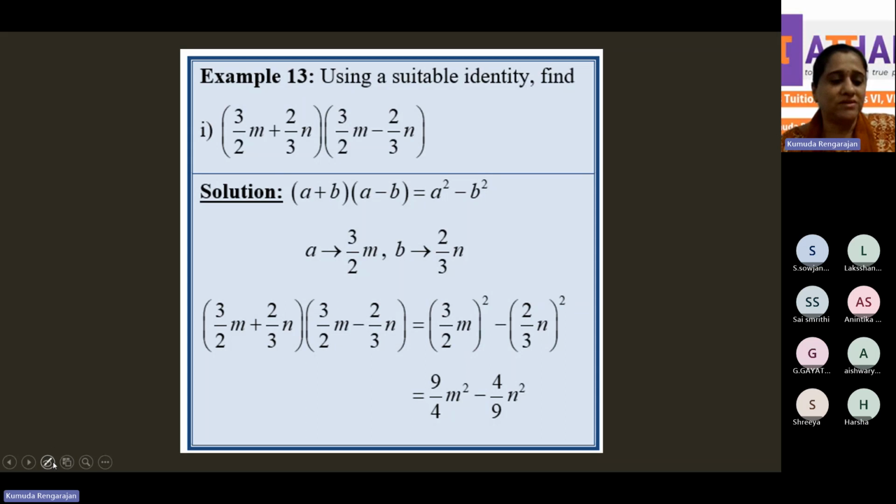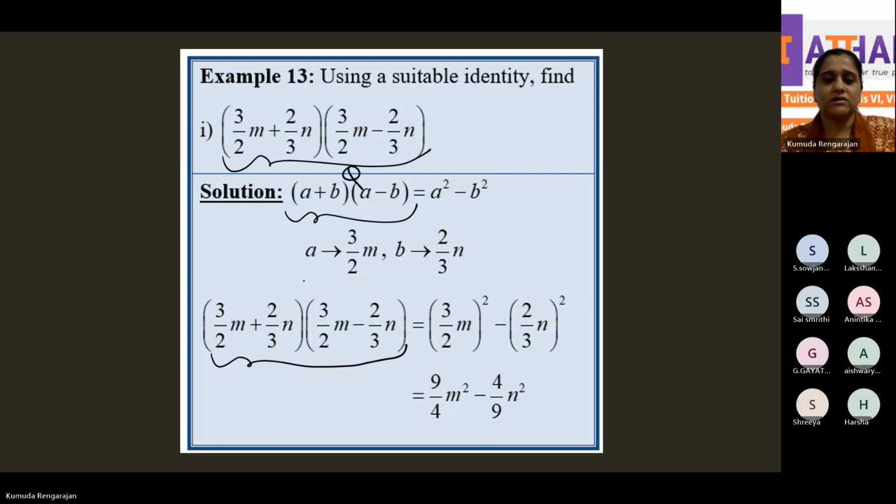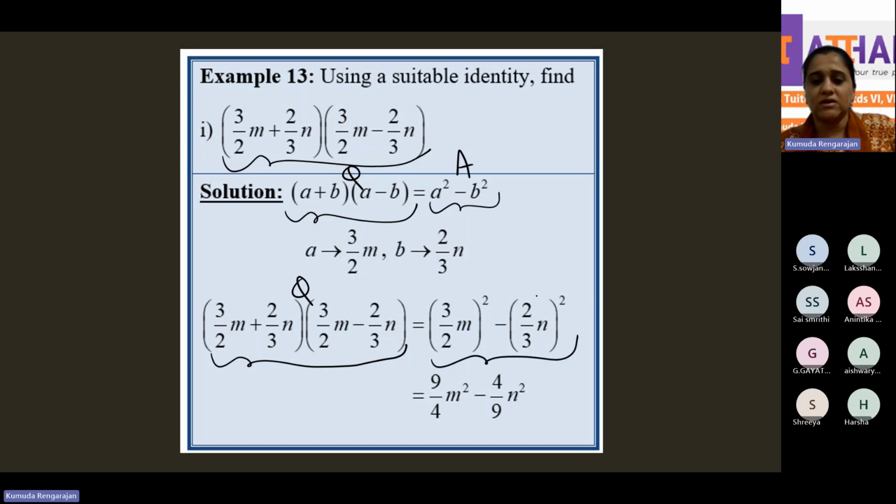Yeah, so this is how you should present your answer. First, write the identity. The question looks like (a + b) into (a − b), so the answer is a square minus b square, where a is this one and b is this one. Then coming to the given question, we have to find this product, so write the given question. The question looks like this, so the answer is a square minus b square. So 3 by 2 m the whole square, minus 2 by 3 n the whole square.